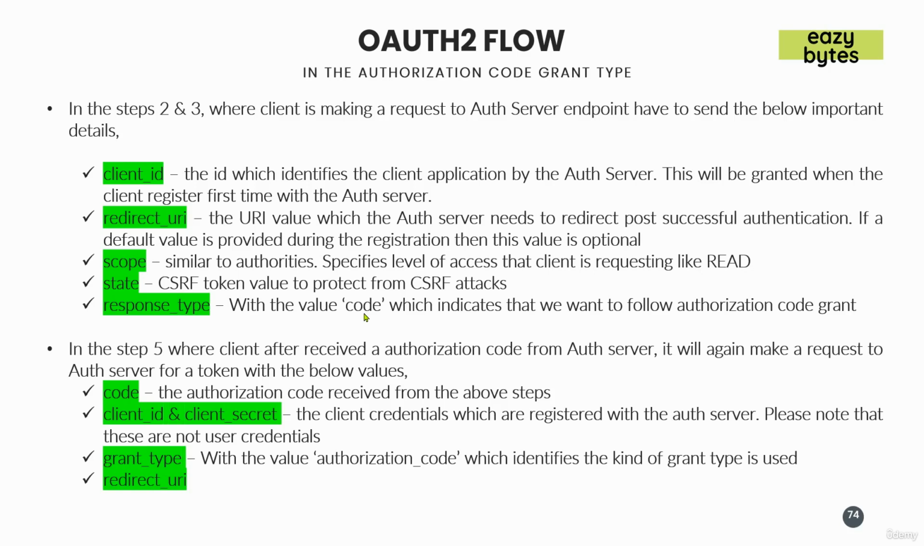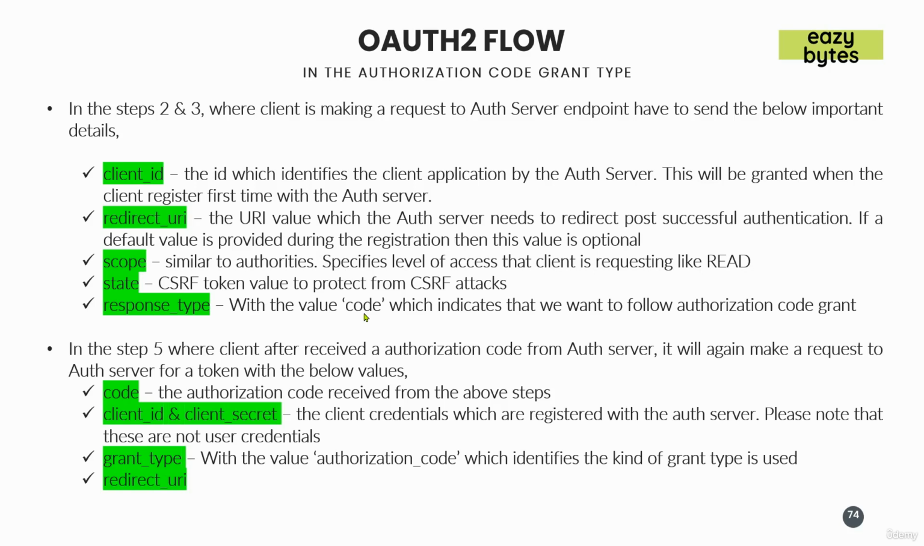And at last, we also should send response type with the value code, which indicates to the auth server that inside OAuth2 we want to follow the authorization code grant type. Whenever the auth server sees response type with the value code, it understands, okay, this client application wants an authorization code and is following the authorization code grant.